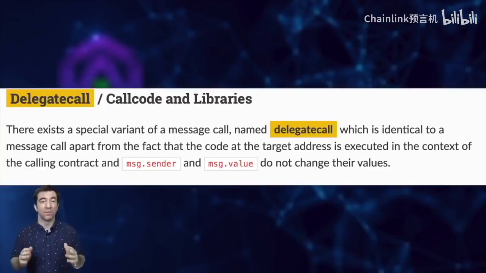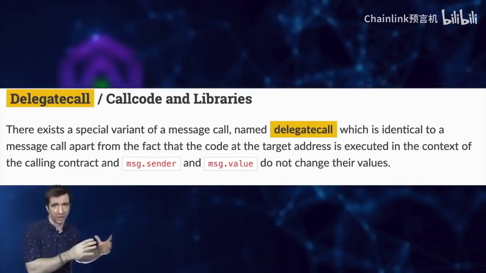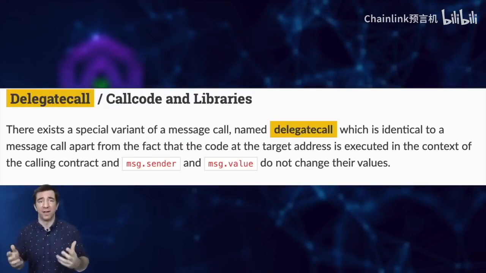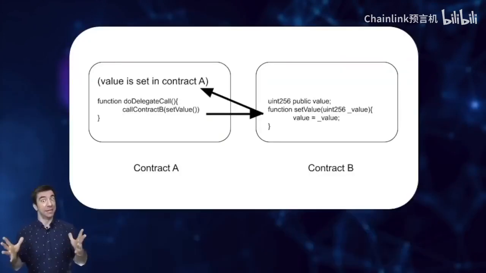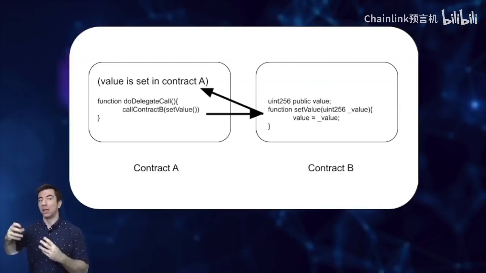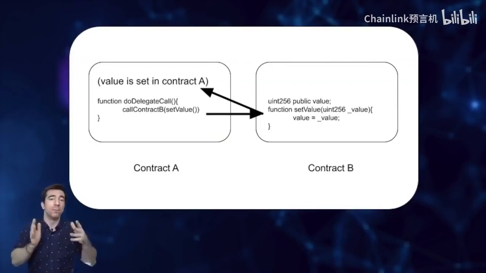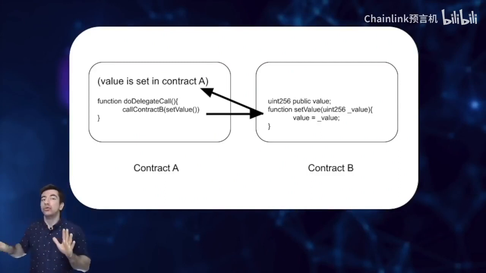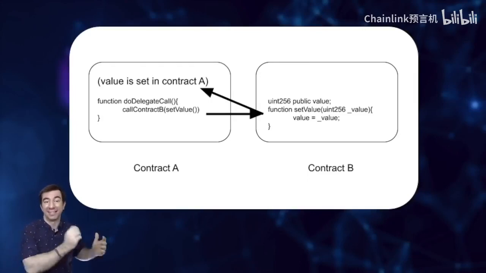Delegate call is a low-level function where the code in the target contract is executed in the context of the calling contract, and message.sender and message.value also don't change. So you understand what delegate call means now, right? Great. And in English, this means if I delegate call a function in contract B from contract A, I will do contract B's logic in contract A. So if contract B has a function that says, hey, store this value in a variable up top, I'm going to store that variable in contract A.